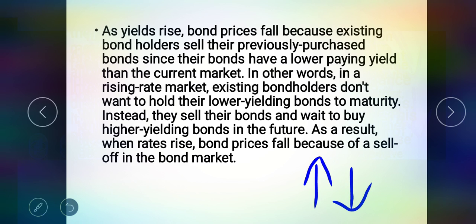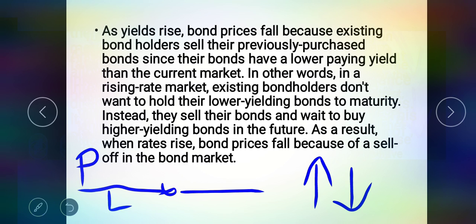Why? Because existing bondholders sell their previously purchased bonds, since their bonds have a lower paying yield than the current market. In other words, in a rising rate market, existing bondholders don't want to hold their lower yielding bonds to maturity. Instead, they sell their bonds and wait to buy higher yielding bonds in the future. As a result, when rates rise, bond prices fall because of the sell off in the bond market.